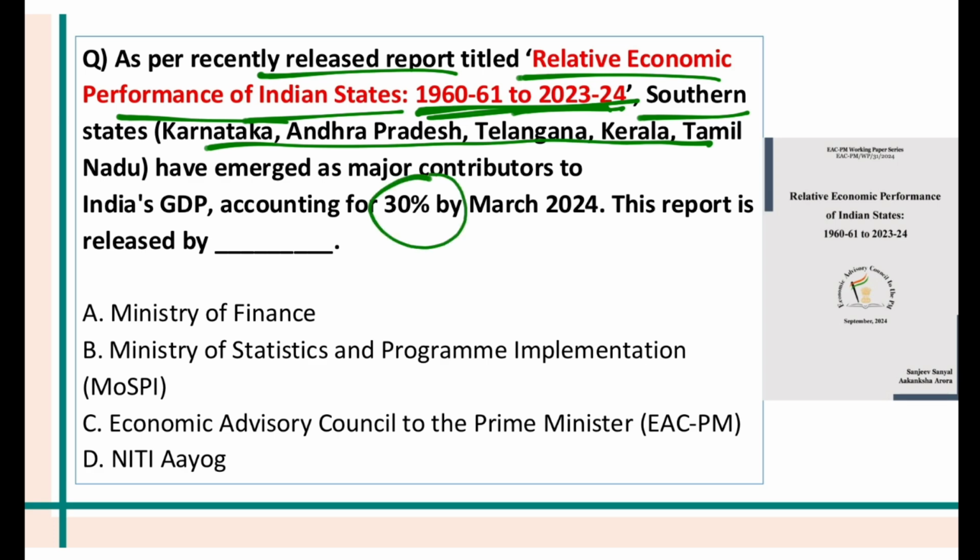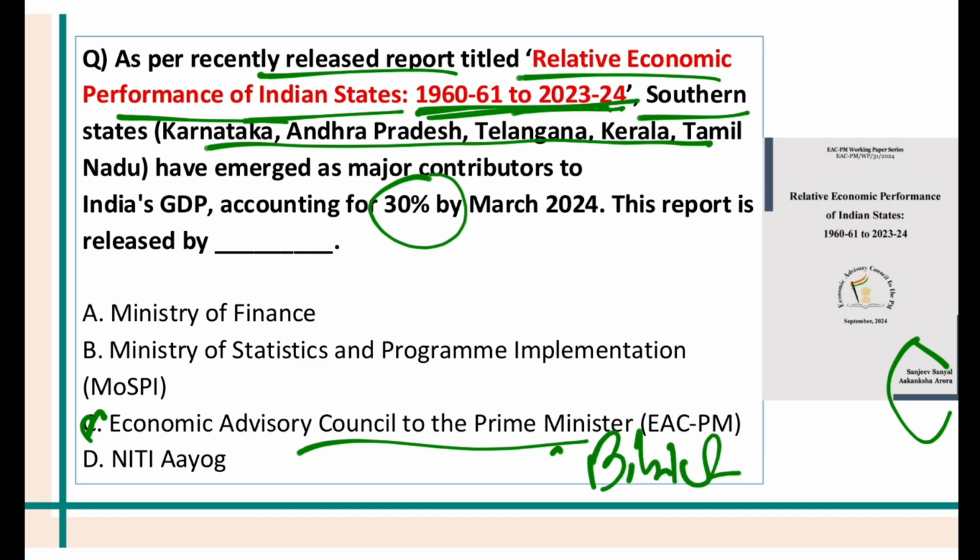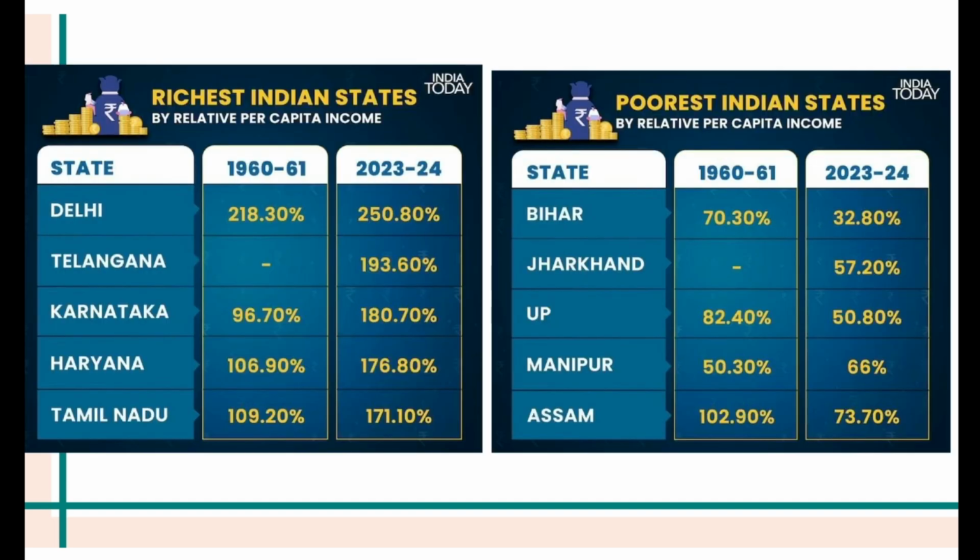This report is published by the Economic Advisory Council to the Prime Minister of India, by Sanjeev Sanyal and Akanksha Arora. So who is the chairman of the Economic Advisory Council to the Prime Minister of India? Bibek Debroy is the chairman. So what does this report say? This report talks about the richest Indian states.